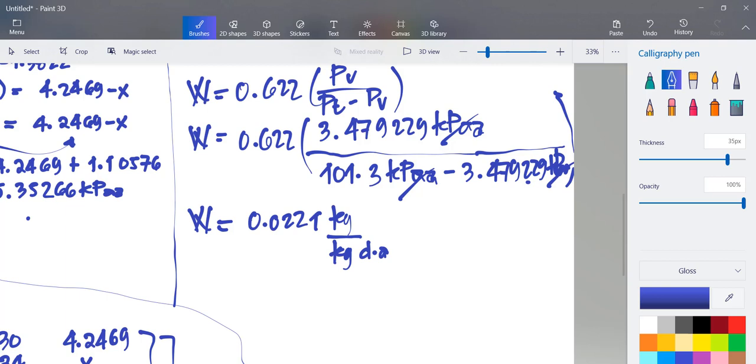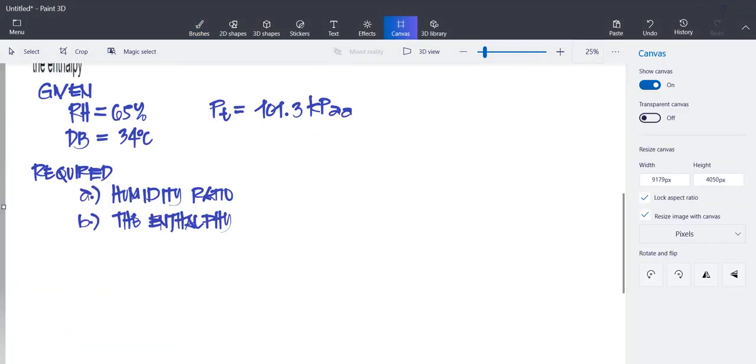Kilogram per kilogram dry air. So we have the answer. Okay. So next, determination of the enthalpy. So solving for the enthalpy, we can use the formula.